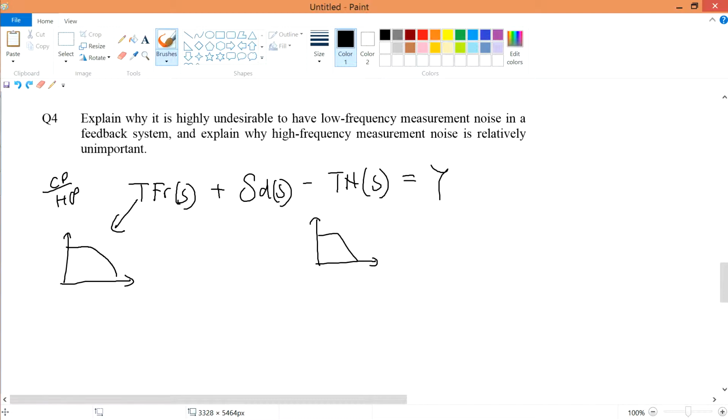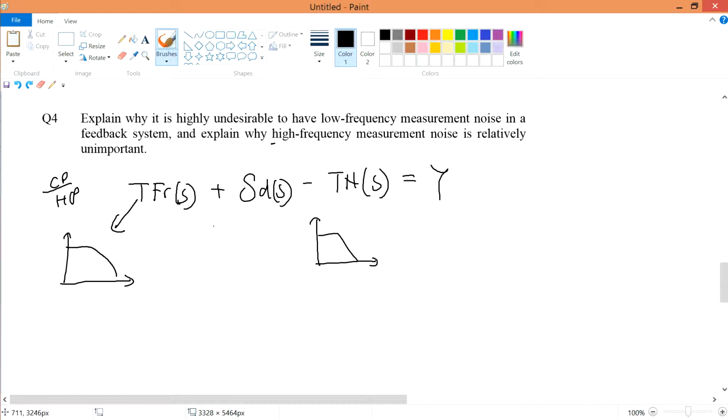So if you have a low frequency, this means you can allow your T to somewhat maximize. When you maximize your responses, you are also maximizing your noise, and therefore it is highly undesirable to have low frequency measurement noise in a feedback system, because low frequency is going to cause your noise to be amplified. So you want somewhere in between, maybe somewhere over here. At least your noise can be fairly reduced, so to speak.